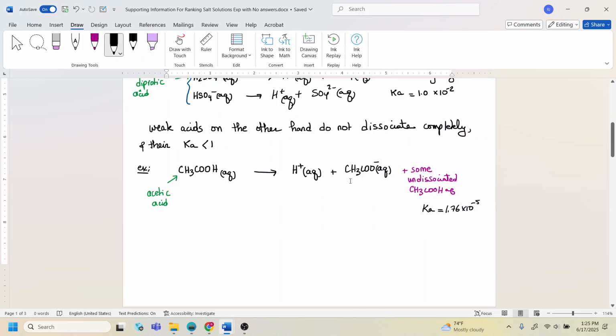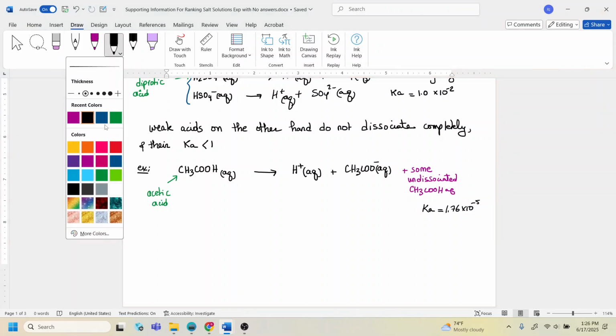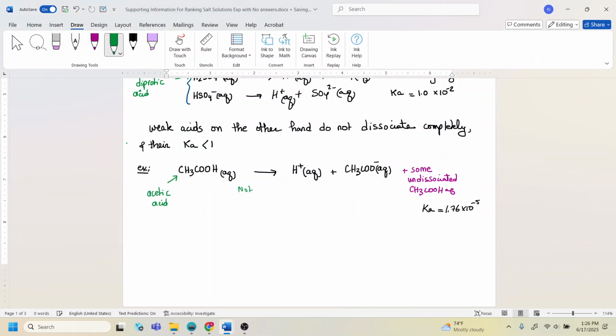Now, weak acids, they do not undergo 100% dissociation, meaning that some of the acid is going to turn into ions, and the majority of it is going to remain as an aqueous in the solution. It's not going to dissociate. That is going to result in not 100% dissociation. This is a definition of a weak acid.